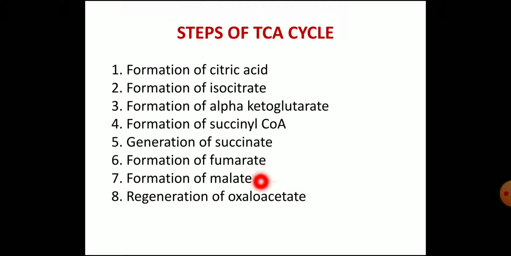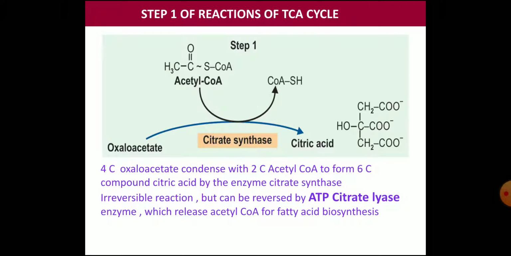So starting there is oxaloacetate, and finally after finishing the cycle in the eighth step, the oxaloacetate is regenerated. So oxaloacetate is acting like a catalyst in the TCA cycle. Oxaloacetate plus acetyl coenzyme A combine to form citrate, and on the eighth step malate is converted to oxaloacetate, and thus regeneration of oxaloacetate occurs. Now I will pass on to the first step.